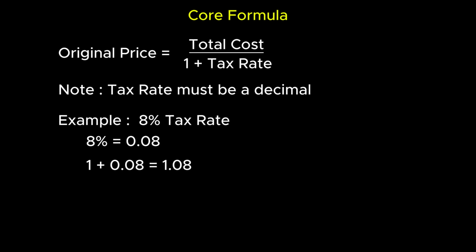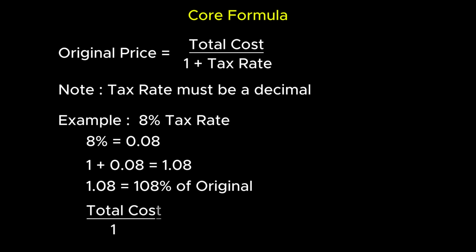This number represents 108% of the original value. So to find the price before tax, you take your total and divide it by 1.08. This undoes the tax increase and brings you back to the starting value. Let's apply this to a real-world scenario.